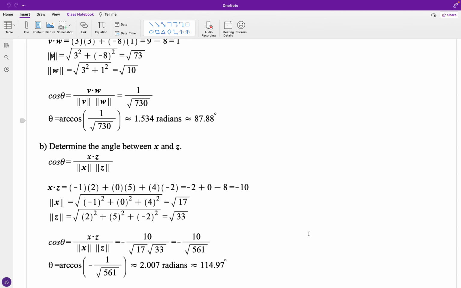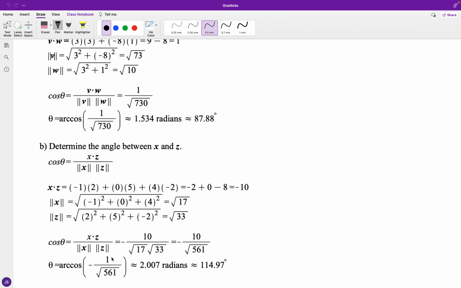or about 114.97 degrees. Okay, so if I'm looking at the inverse cosine, I'm double checking here. I have -10 over the square root of 561, and again, the inverse cosine, yep, 2.007 radians, or about 114.97 degrees.